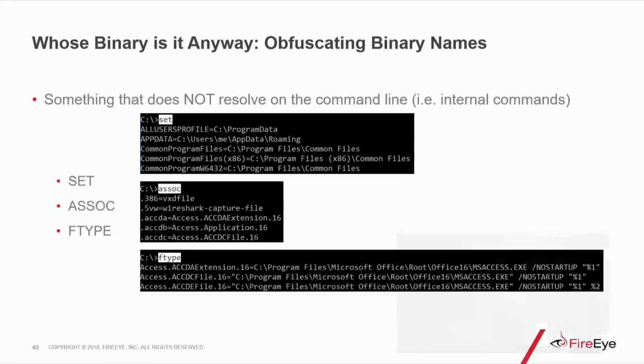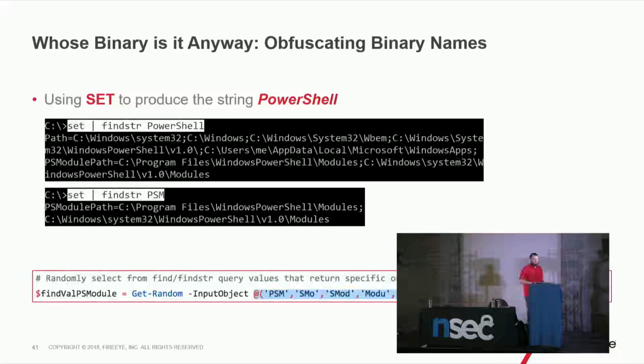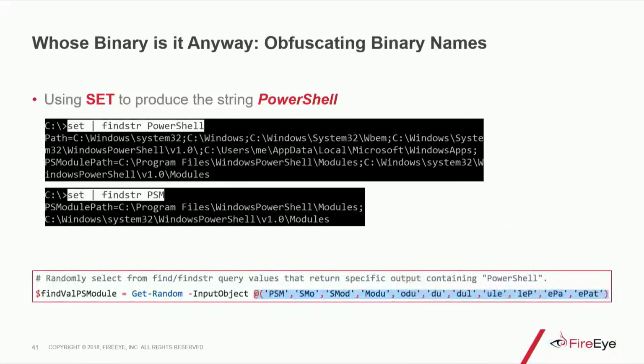But the reason I chose these is because each of them, if you run just the command, you'll get a lot of standard output, and they will contain the string CMD or PowerShell somewhere in that output. So let's stick with set since it's the most straightforward example. If I do set then findstr PowerShell, I get two hits that come back.